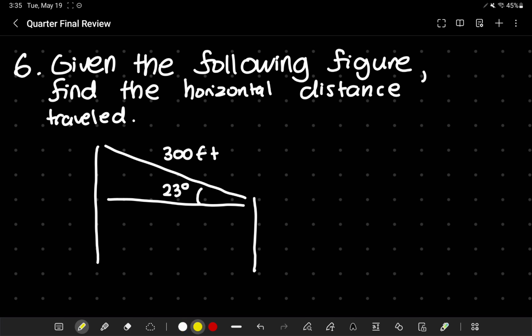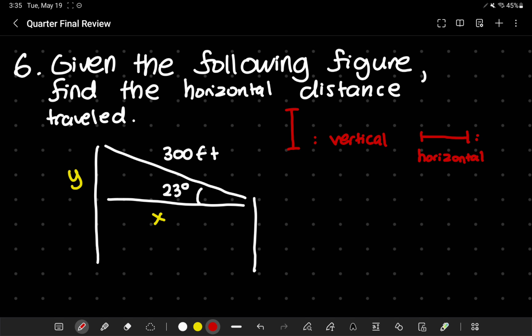Now, to give you context, what the heck is horizontal? There are two things, vertical and horizontal. Vertical goes up and down. When you say I have a vertical jump, that's going up and down. This time, however, it's asking us horizontal. That means it's going from left to right.